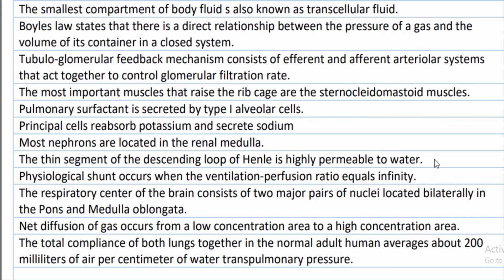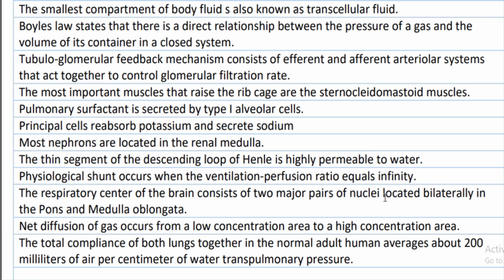This is true again. The thin segments of descending loop of Henle is highly permeable to water. Again, it is true. Physiological shunt occurs when the ventilation perfusion ratio equals infinity. False. Respiratory center of the brain consists of two major nuclei. We did it before. True.